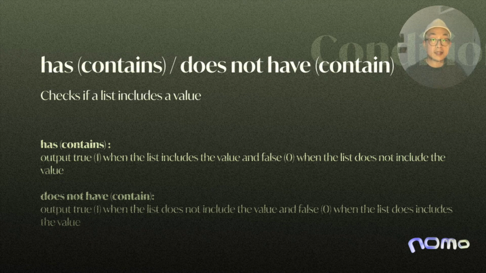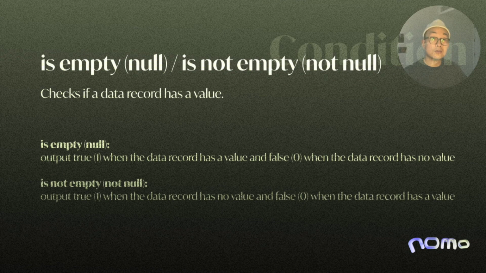Next up, has, or sometimes known as contains, or has not, does not contain. This condition pretty much does the same job as it's one-off or it's not one-off. The only difference is how you structure your conditions. So you will put the value first and then the list next for it's one-off, but for has or contains, you will put a list first and then put the value next. It's literally the difference in how you structure your condition. So it will output true when the list includes the value you provide, and it will output false when the list does not include the value. For has not, does not contain, it's the reverse. It will output true when the list does not include the value, and it will output false when the list does include the value.